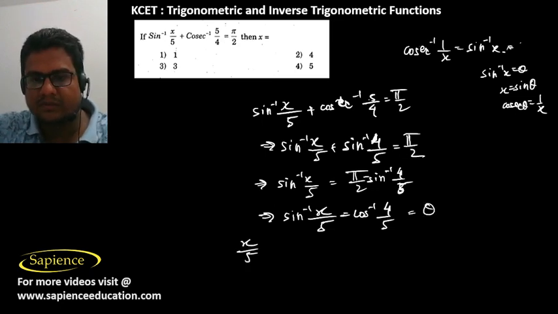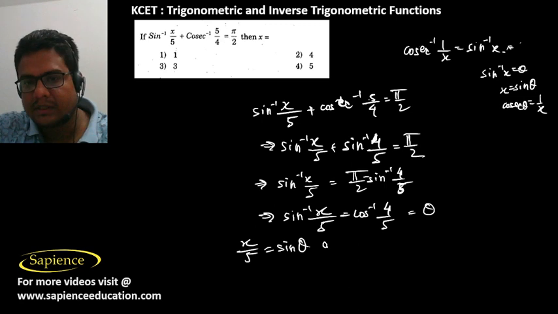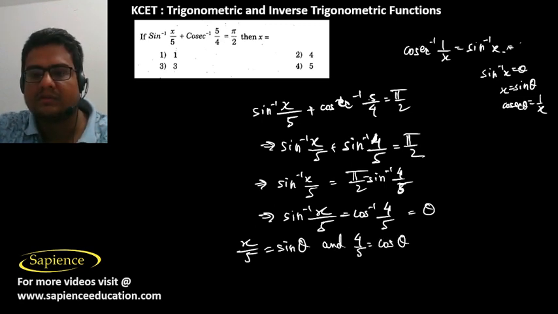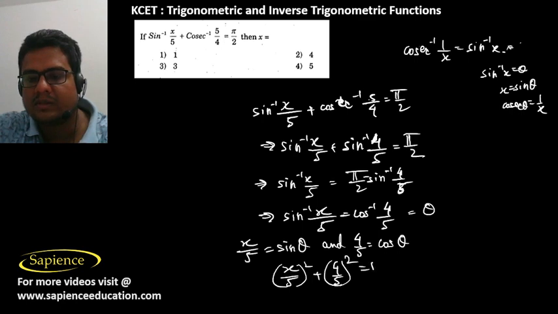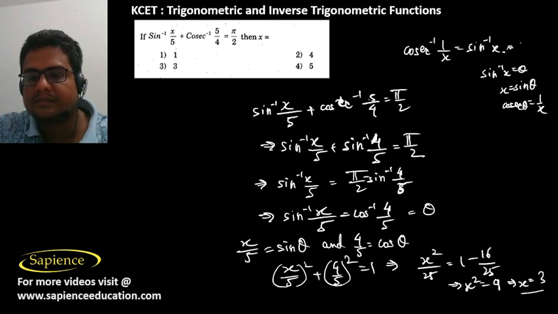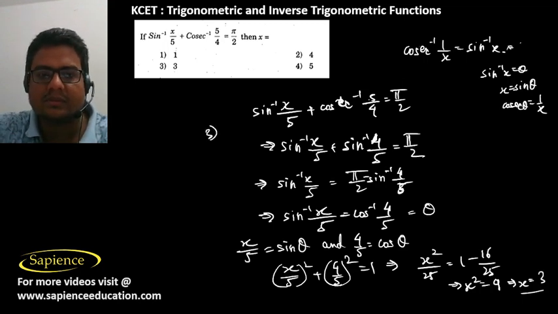So x by 5 is equal to sine theta and 4 by 5, that is equal to cos theta. Now sine square theta plus cos square theta is equal to 1. So x by 5 whole square plus 4 by 5 whole square, that is equal to 1. So it means that x square by 25, that is equal to 1 minus 16 by 25, that is equal to 9 by 25. So therefore x square equals 9. Therefore x is equal to 3. So option 3 is the correct answer.